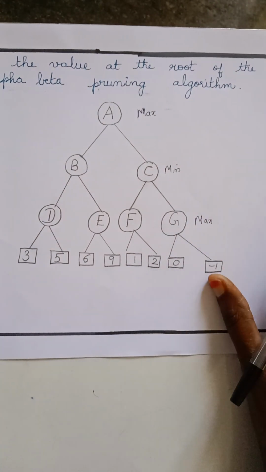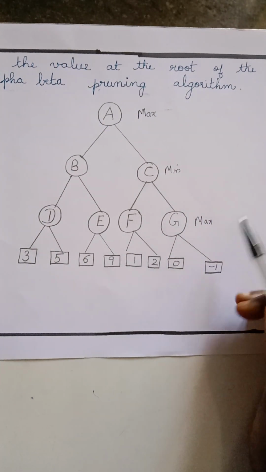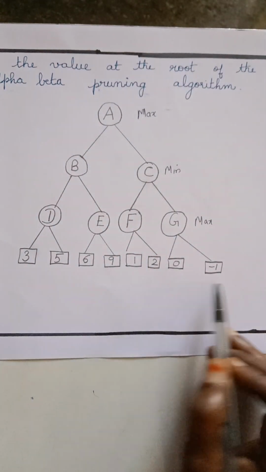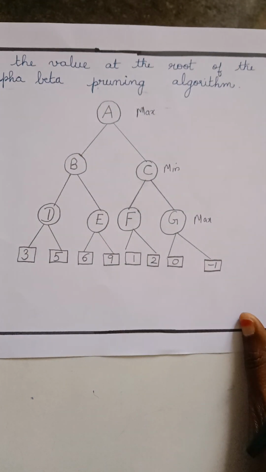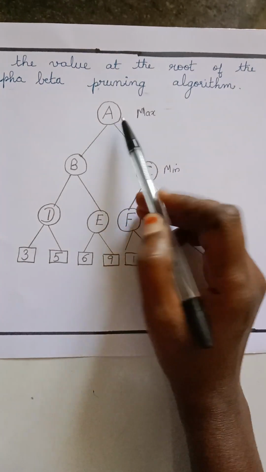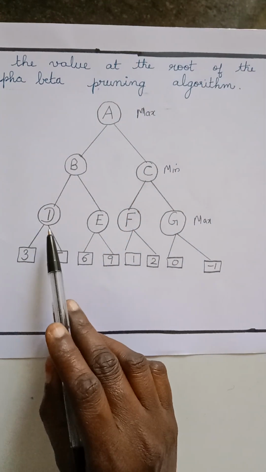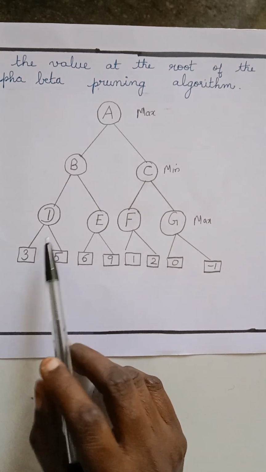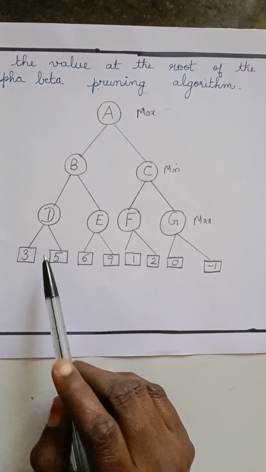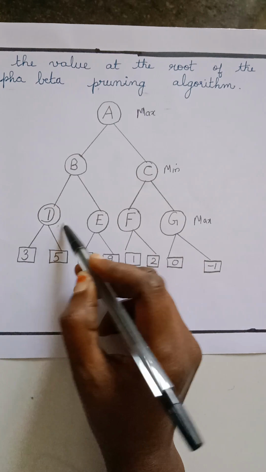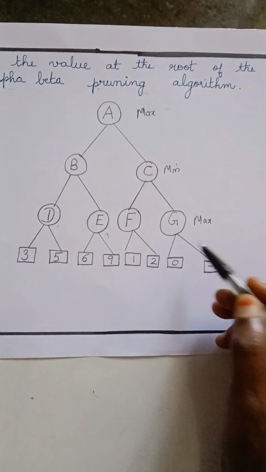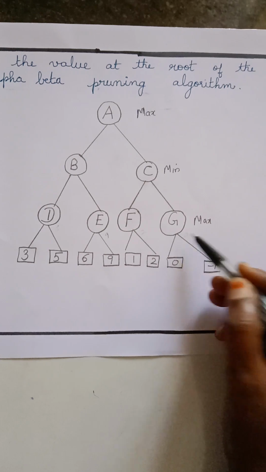We know this is a minimax tree. It will have a maximum node level, a minimum node level, a maximum node level, and then these are leaf nodes. We can find out the value of the root by finding the value at each node. If it is a maximum level, we take the maximum values. Here, if you see, we take 3 and 5, the maximum will be 5. Here the maximum will be 9. Here the maximum will be 2. Here the maximum will be 0.